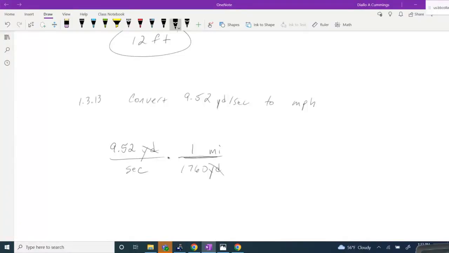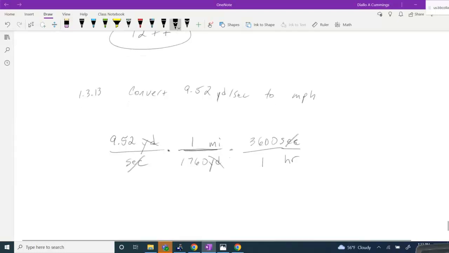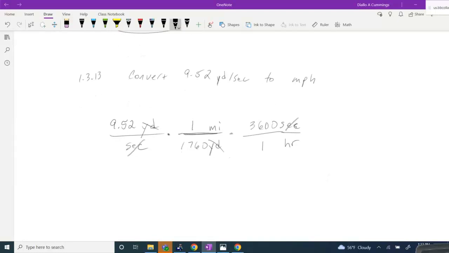and I'm left with miles. Next, I want to convert seconds to hours. Since seconds is in the denominator, when I cross multiply these things, I want to put seconds in the numerator. So therefore, when I multiply, the seconds are going to cancel. So I'm going to put seconds in the numerator and hours in the denominator. And 1 hour is 3,600 seconds. So now I have my units of miles per hour.